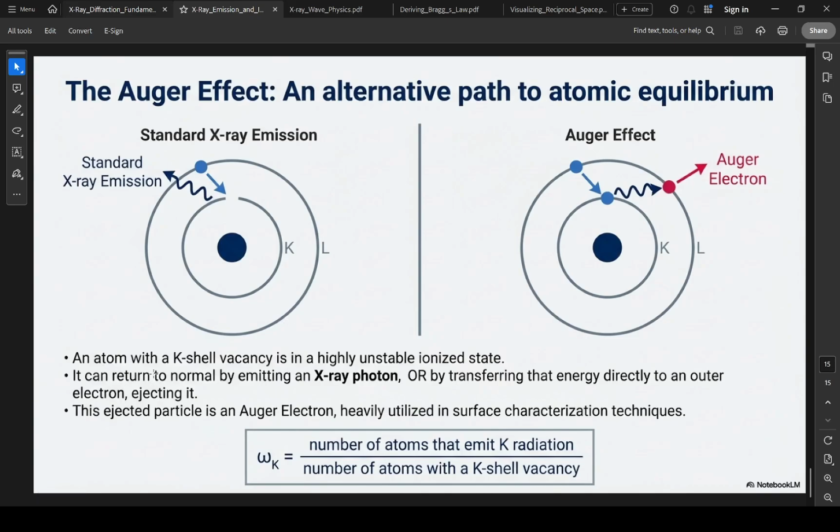So your net yield is the number of atoms that emit K radiation divided by the number of atoms with a K shell vacancy. So this further reduces your yield of characteristic X-rays.